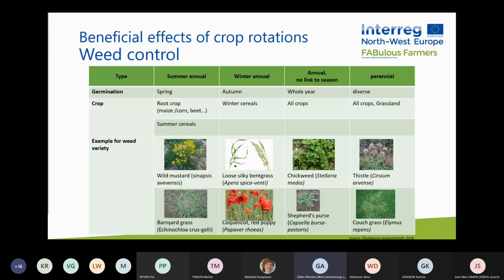So I show you this table with typical summer and winter annuals, annuals with no link to the season, and perennial weeds with the crops they typically grow in. On the left side, you have the summer annuals like wild mustard or barnyard grass, and they typically grow in maize or beets or other root crops. And you have the winter annuals like bentgrass or coquelicot, and those grow typically in winter cereals.